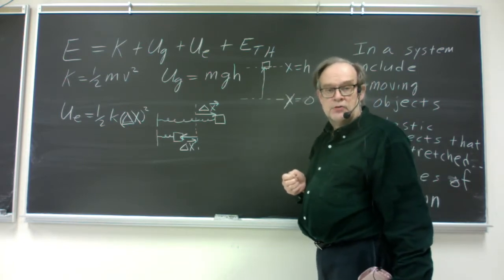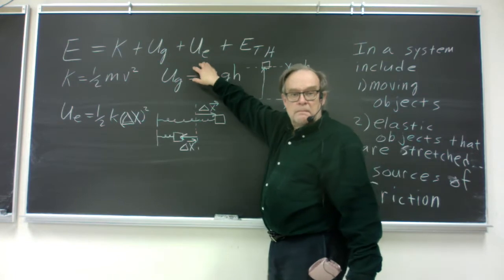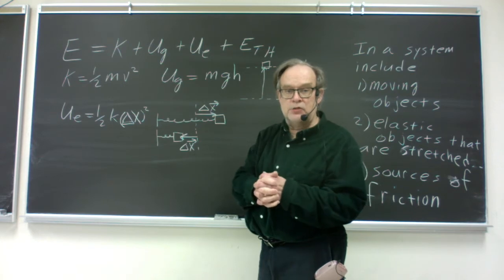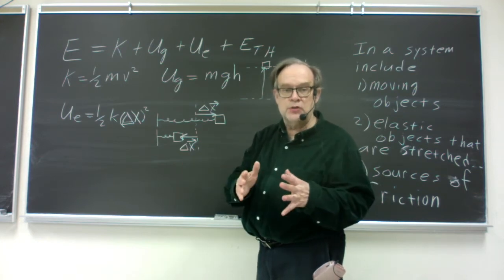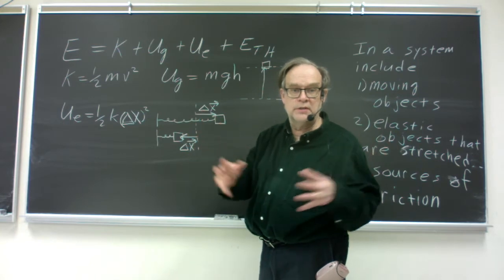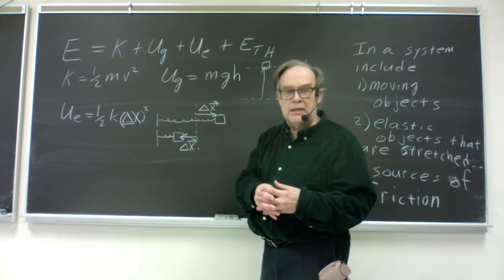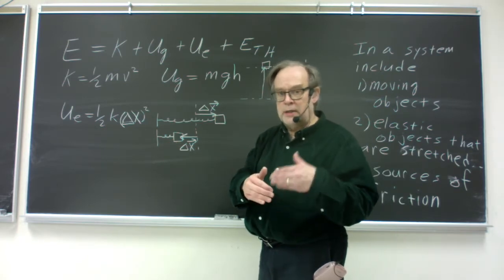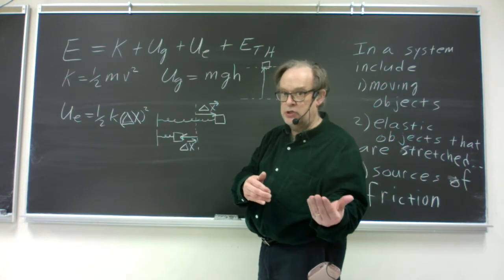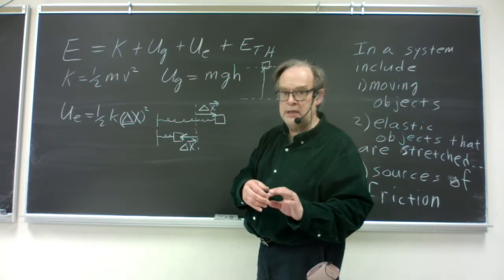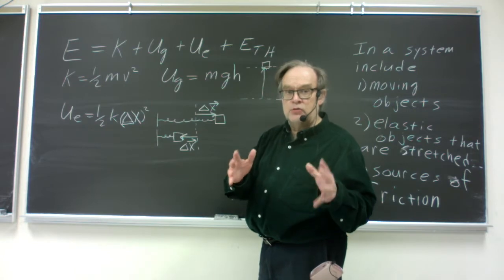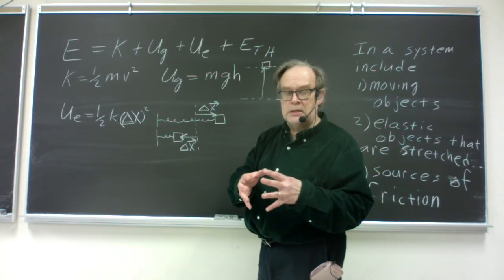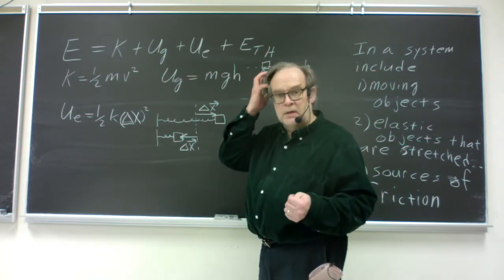gravitational potential energy. Then there's elastic potential energy, energy that an elastic object has because it's stretched or squeezed or twisted or bent or distorted in some way. Because any time you stretch or squeeze that object, you are actually giving it some energy that it didn't have before. We'll look at that in detail in a minute. And that energy that it now has, that it didn't have before, is stored up as elastic potential energy.